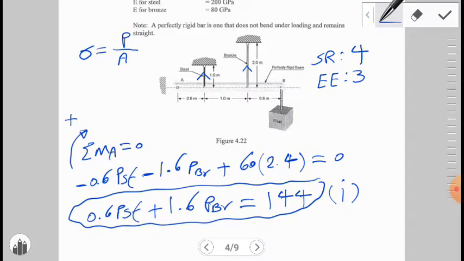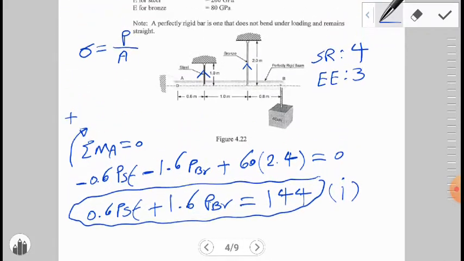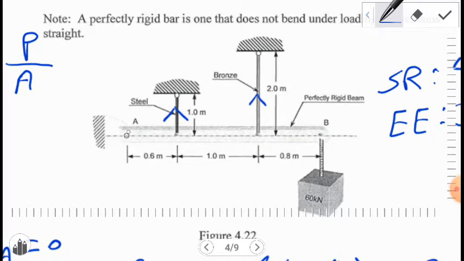Because this beam AB is statically indeterminate, we need to add some additional equation based on the compatibility concept or equation. The compatibility equation is based on the deformation of the structure. That's why we can write one equation based on the deformation that happens in the steel and bronze. Look here: based on the question data, the beam AB is a perfectly rigid beam. That's why after the deformation, it remains a straight line and there is no bending in this beam.